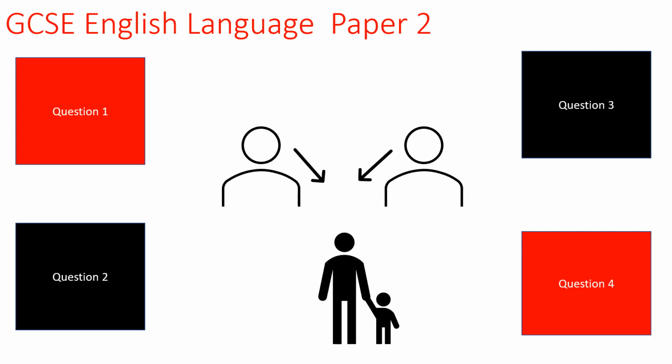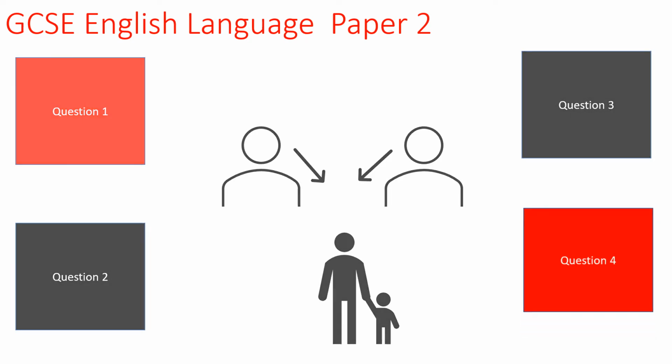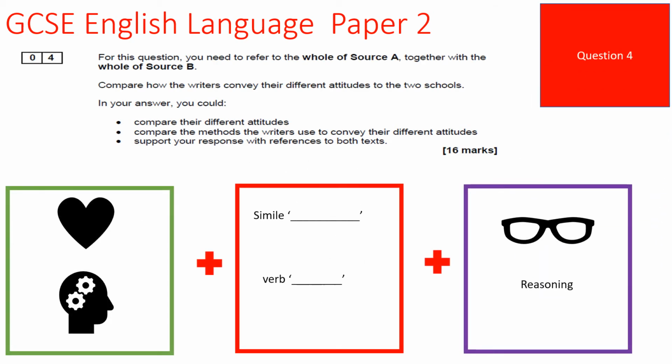Hello, this little video is looking at paper 2 and question 4. Now, be familiar hopefully with the structure of the question and how to respond to the question. So you're going to be comparing the two texts and working on this structure. You're going to be talking about the writer's thoughts and feelings, and then linking that to the techniques that the writer uses, and then linking it into the reasons why and the perspective. How does that link all together?